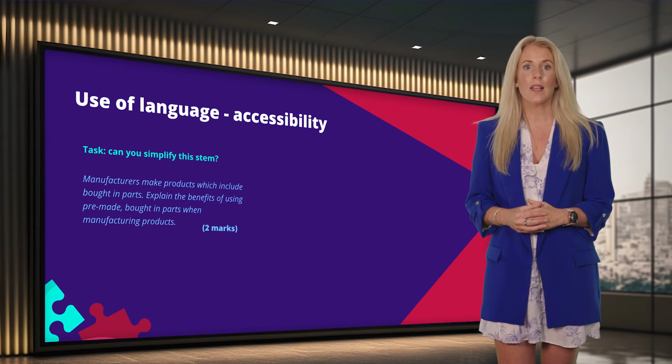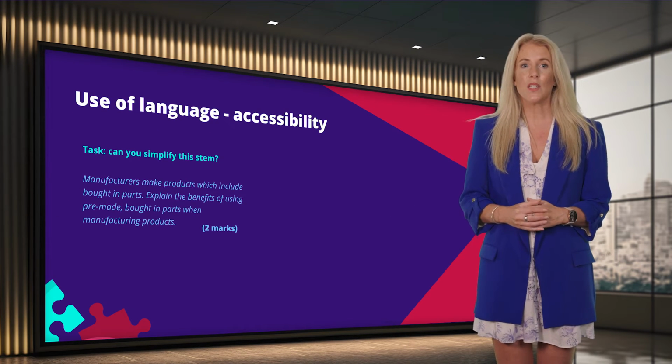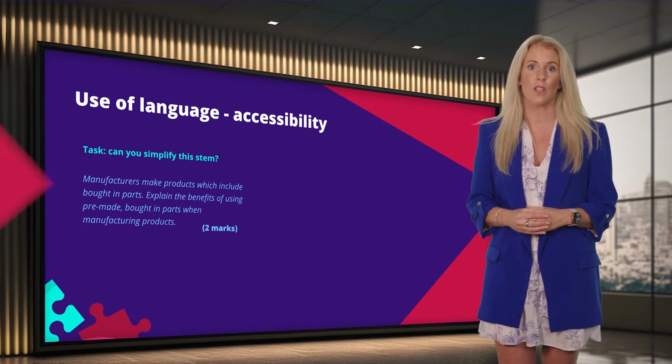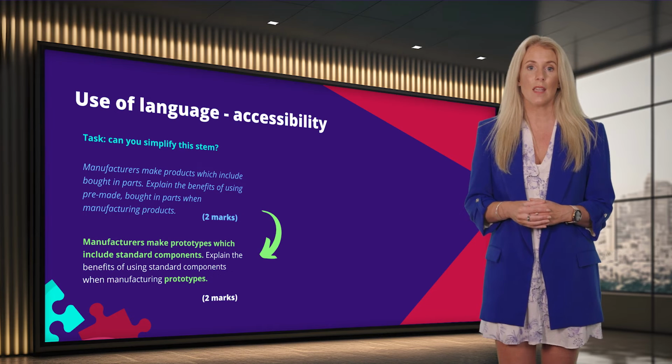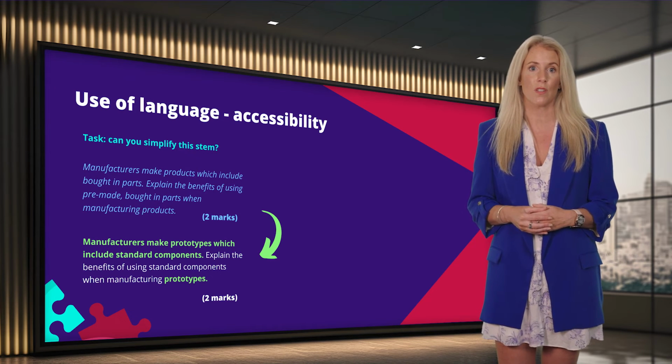We want to take phrasing and vocabulary directly from the specification, and we need to do this to ensure all candidates are getting fair access to the question. In this example, we've used the word "pre-made" or "already made", and that needs to be replaced with "standard components". And "product" is referred to as a "prototype" in the specification. Again, we need to stick to this. This is the wording taken directly from the specification and allows access for all students.